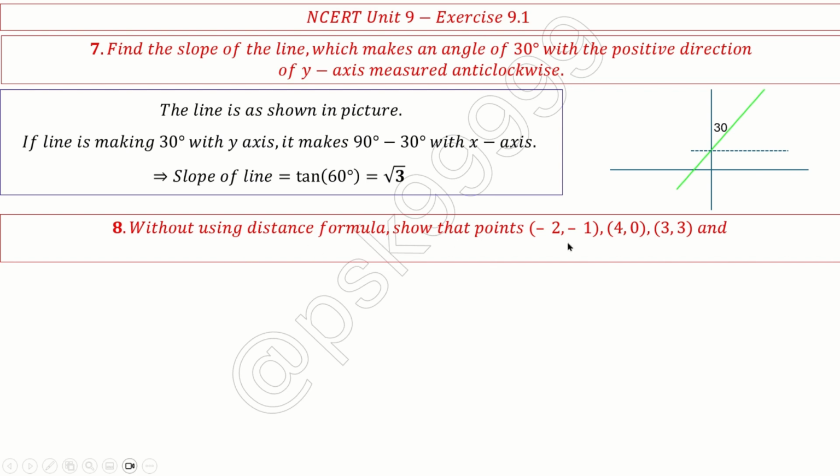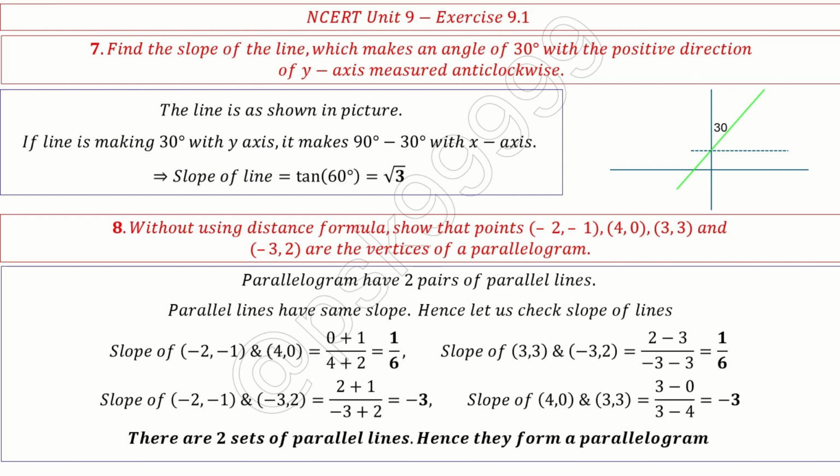Without using the distance formula, show that these points are vertices of a parallelogram. Okay, so we cannot use the distance formula. So what we can use: in a parallelogram, two sets of parallel lines are there. Correct. So check the slopes of all four lines. Then each set of two lines will have the same slope. So that's what I have done here. You can just do it yourself. Two lines got 1 by 6 as slope, two lines got minus 3 as slope. So this is a set of two parallel lines, so it will form a parallelogram.